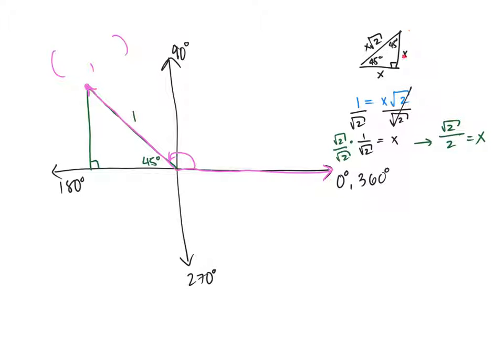Well, x is one of the sides for the 45-degree triangle, so it's also the other side. So both of these are the square root of 2 over 2. However, this piece here is going to be a negative value because it's our x value. All our x's here are negatives. So we have the negative square root of 2 over 2 for x and a positive square root of 2 over 2 for the y. And so now we have our coordinate.